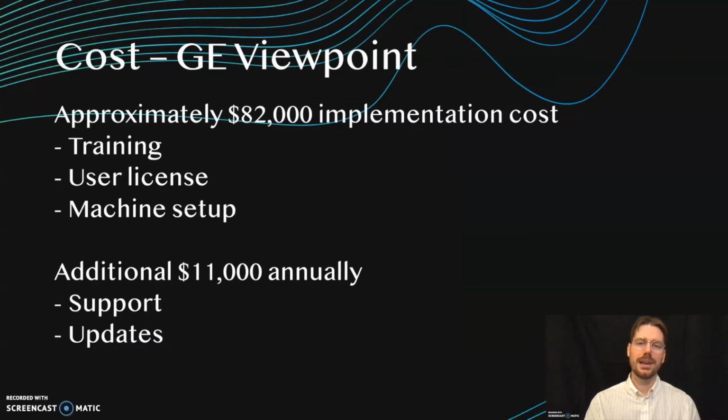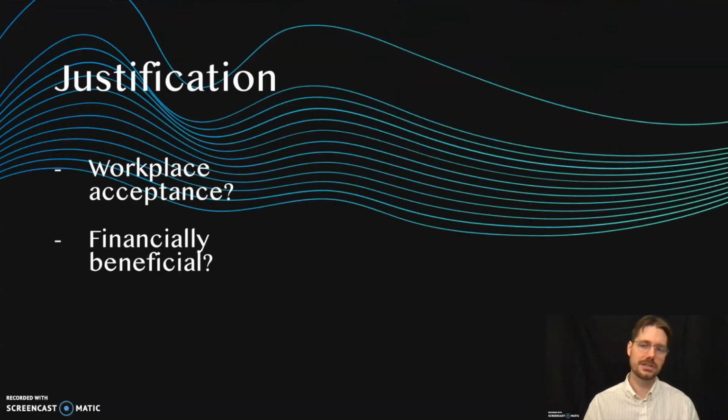But everything good comes with a cost, and it's going to cost Evergreen about $82,000 to implement this software. Additionally, there's going to be $11,000 yearly that we'll have to pay for support and any software updates that come out. So how do we justify this? I think there's two ways we can look at it. One, is it going to be accepted in the workplace? And two, is it financially beneficial, which is probably the biggest thing that Evergreen would want to know.